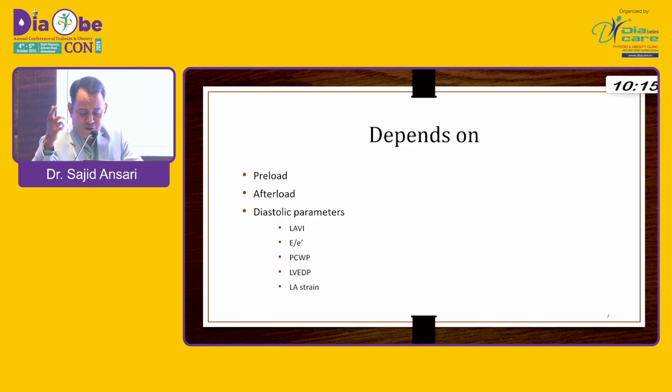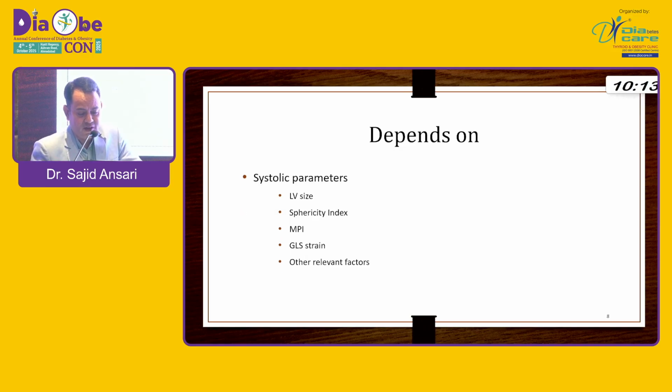So go beyond the ejection fraction, and in systolic function also, if your cardiologist is keen to know, he should mention the sphericity index, MPI, GLS strain is a good option, and other relevant factors.